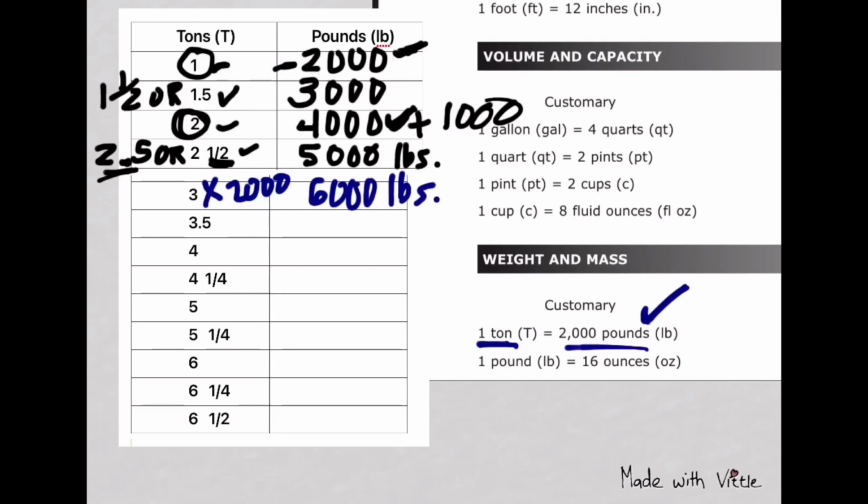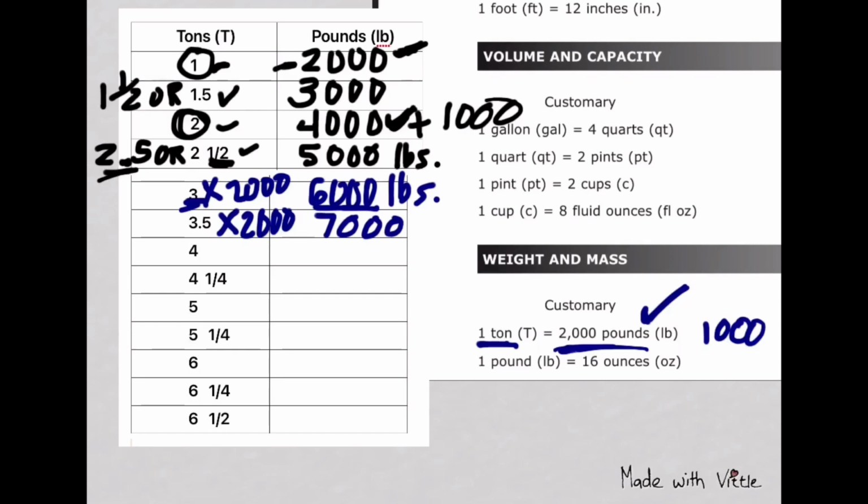Then let's go ahead and multiply 3.5 tons times 2,000. How much will that be? So using common sense, you already know that 3 tons is 6,000 pounds plus the half of that 2,000, which is 1,000. So add that to your 6,000. That's going to be 7,000 here.